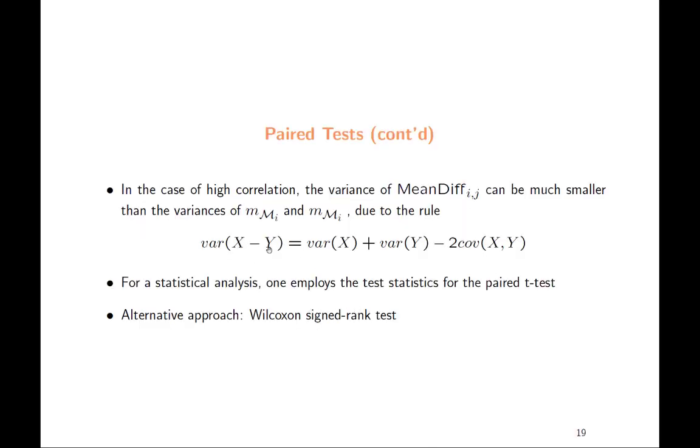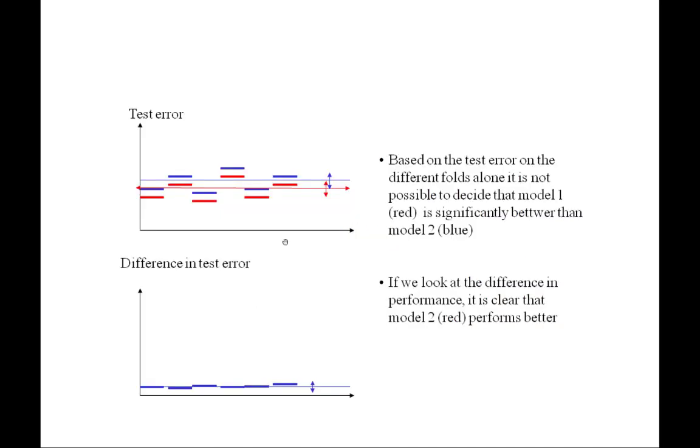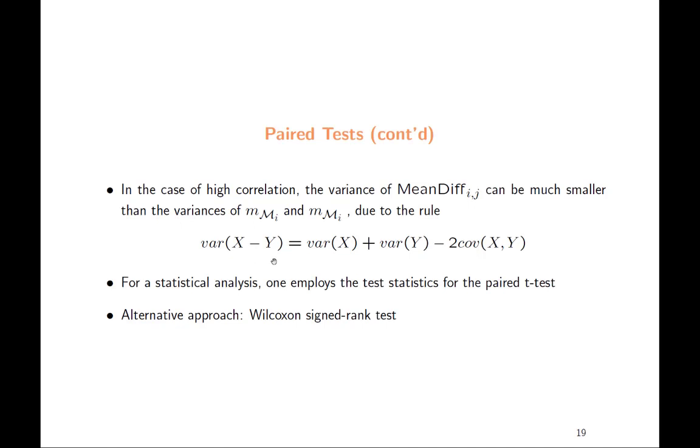And the advantage is the variance of the difference can be considerably smaller than the variance of x plus the variance of y. So maybe this is even highly correlated, then this goes to 0. So this is what we're using here. And in classification problems, or as an alternative, you can look at the Wilcoxon signed rank test, which does something similar.